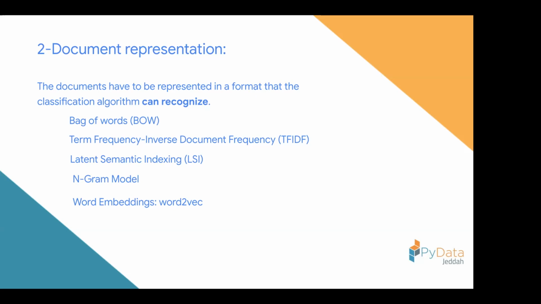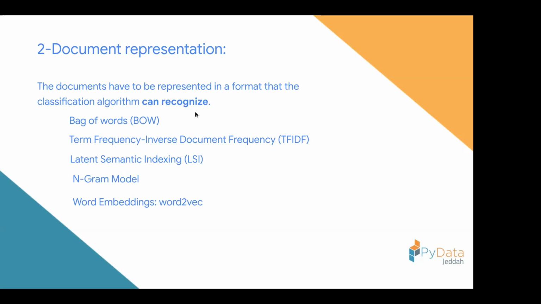So the computer doesn't understand the string or the text. We need to recognize the text. So in this step, we represent the document from the text format to a number format which the computer can understand. The document has to be represented in a format that the classification algorithm can recognize.